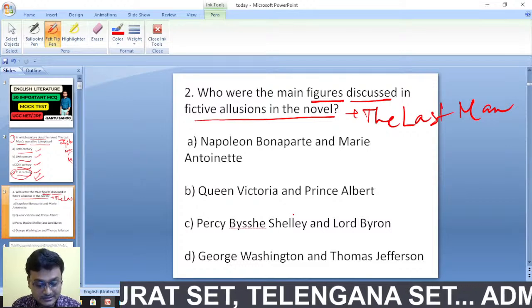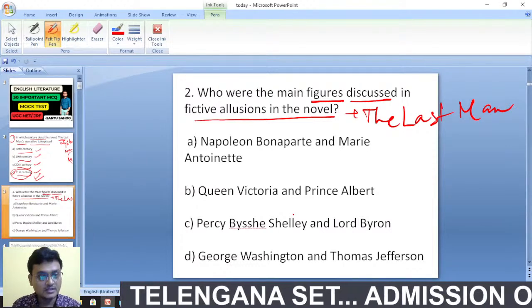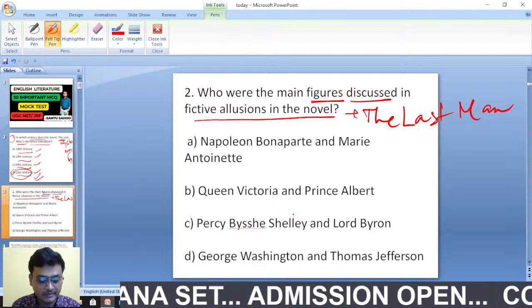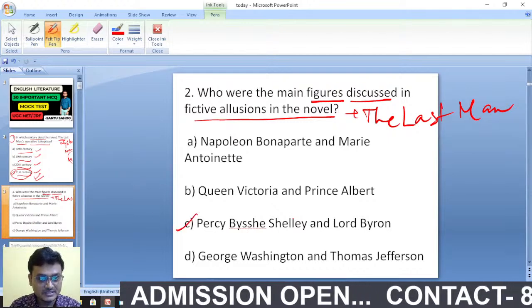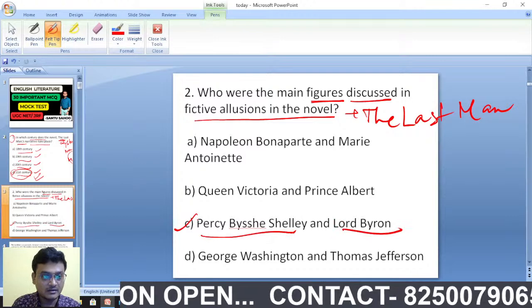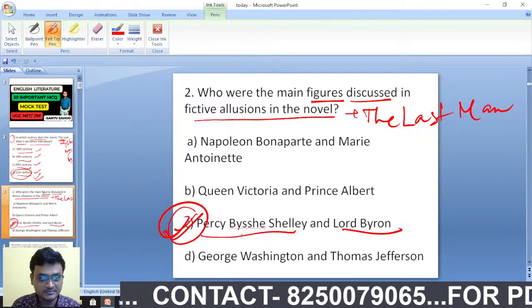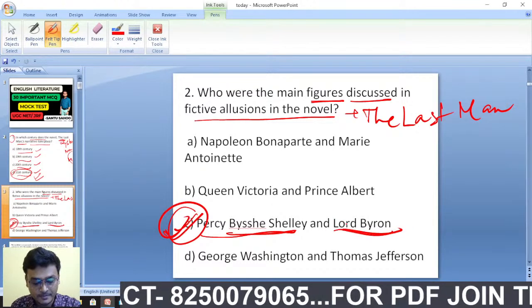What would be the right answer here? Do answer. The right answer is P.B. Shelley and Lord Byron. Allusion to P.B. Shelley and Lord Byron. C is the right answer. P.B. Shelley and Lord Byron, okay?